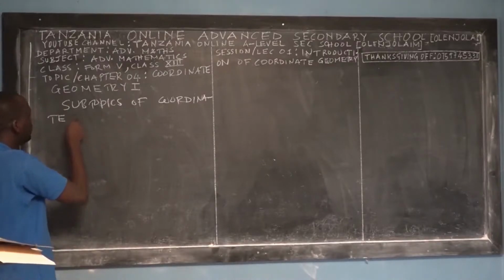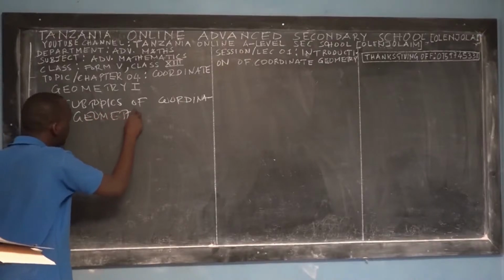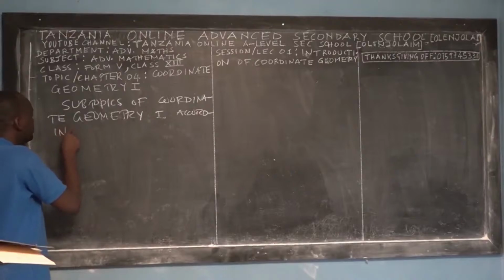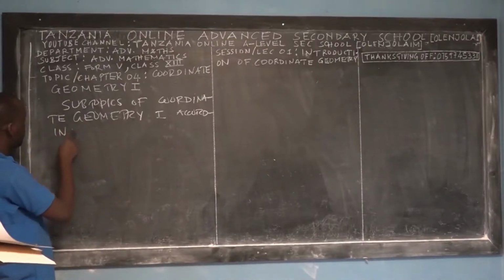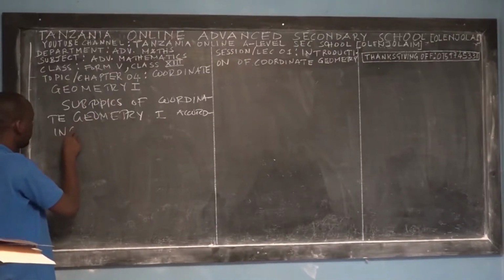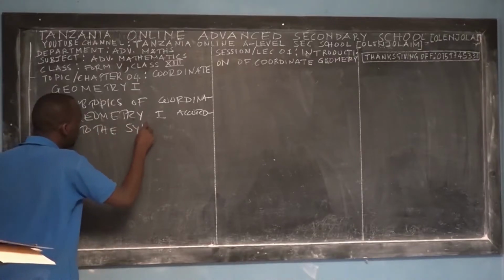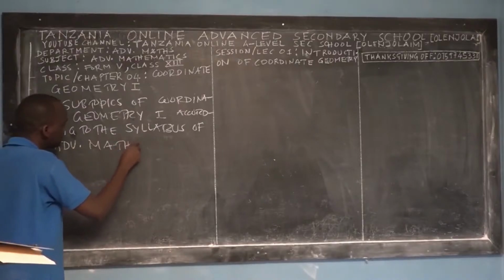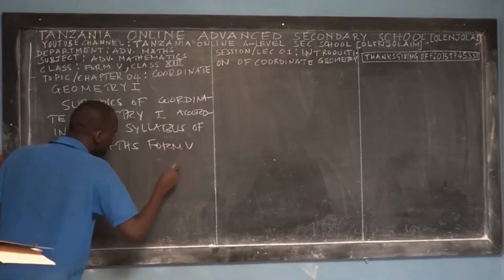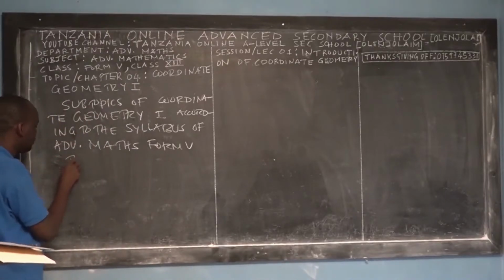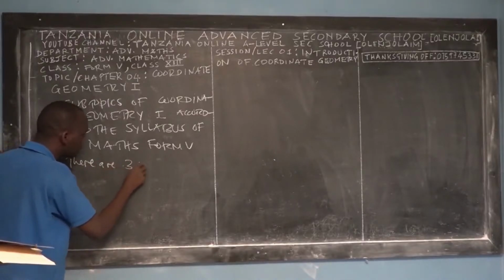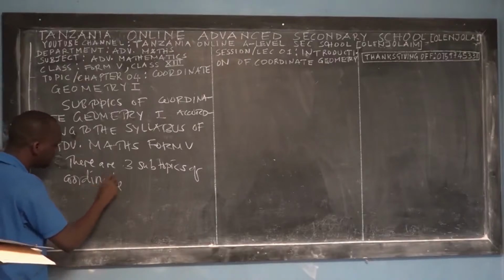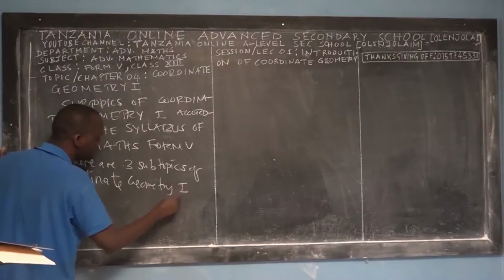So the subtopics of coordinate geometry 1, according to the syllabus. This is not according to me, but according to the syllabus of advanced mathematics, right? Form 5. Okay, so there are 3 subtopics of coordinate geometry 1.